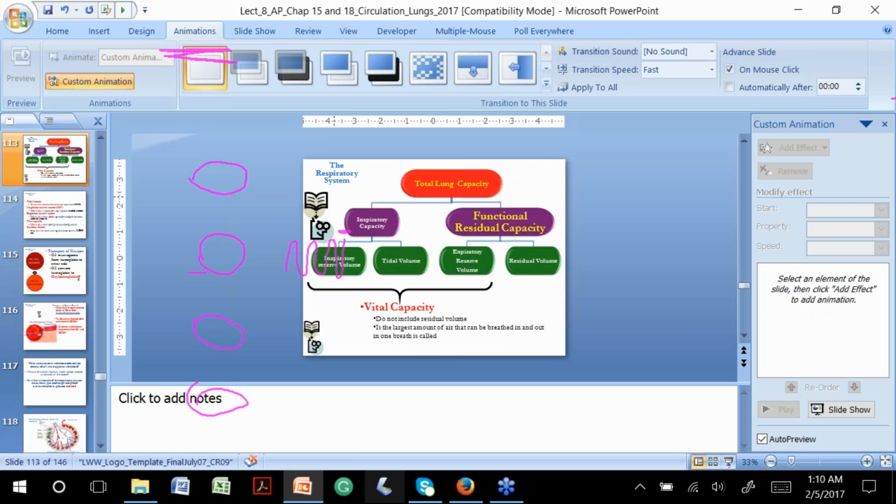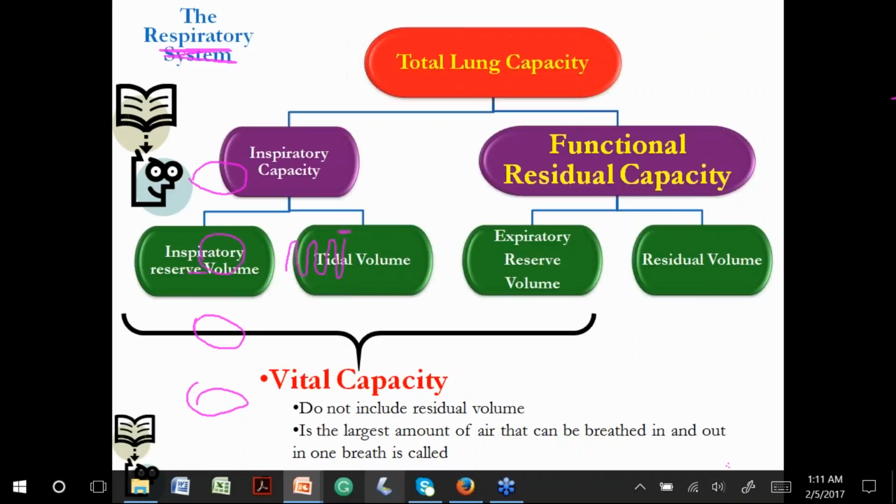Oh no, start. Okay, going to get rid of the pointers and erase all drawings.